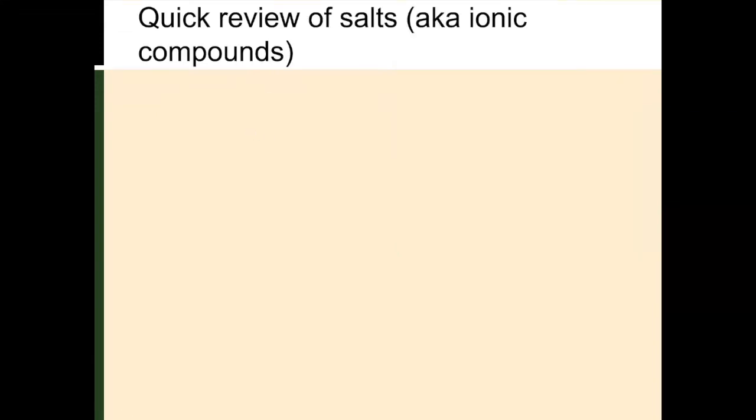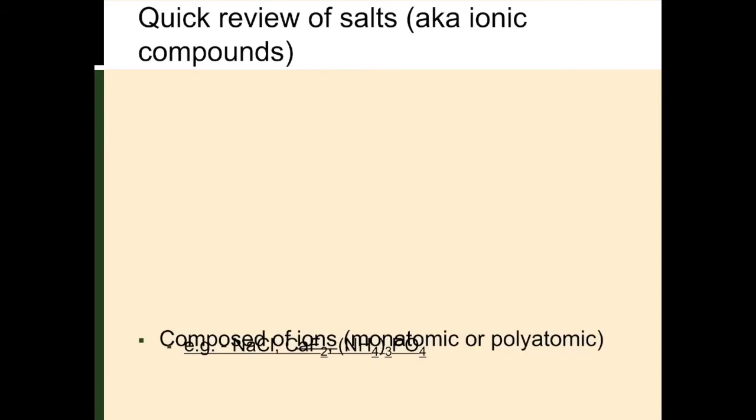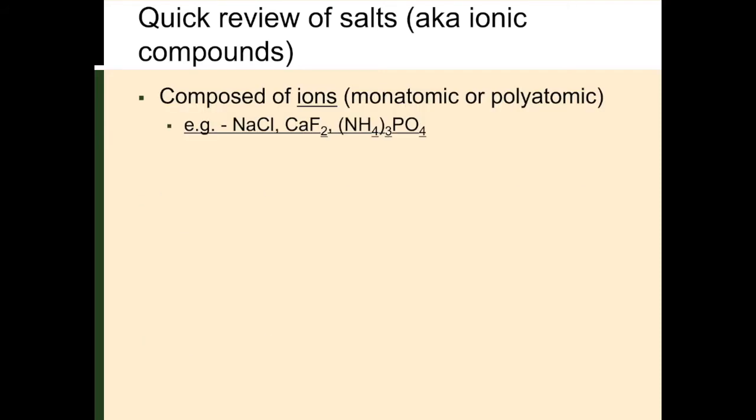So the first thing we want to do is review the concept of a salt. What is a salt? Well, another name for it is just an ionic compound. We use the term salt because that's the ionic compound that's created when an acid and a base react with each other. So an ionic compound or a salt is composed of ions. You have the positive ions and the negative ions. Those ions can be monatomic like chloride or fluoride, but they can also be polyatomic like ammonium and phosphate, right? So these are just some examples of various salts, also known as ionic compounds: sodium chloride, calcium fluoride, ammonium phosphate.